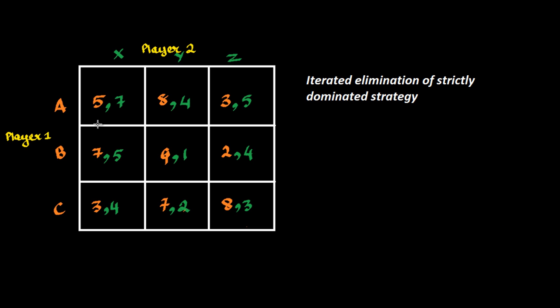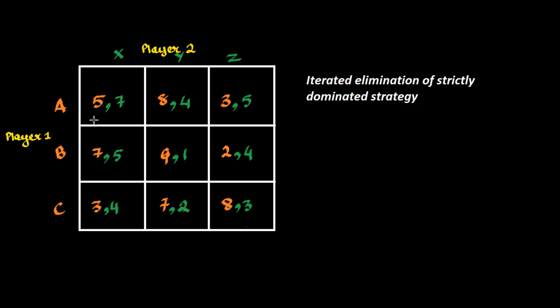Let us compare strategy A to strategy B. In this case, this is not better. In this case, A is better than B. In this case, A is better than B. But not for the first case. So you have not been able to find a strictly dominated strategy.